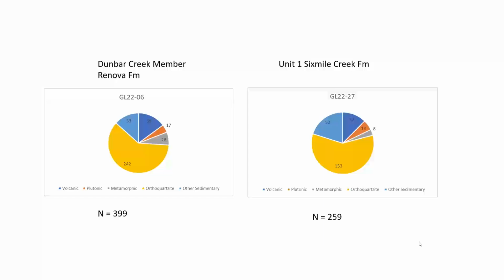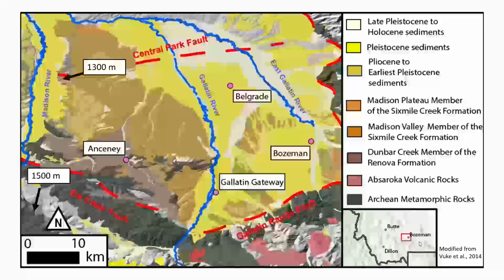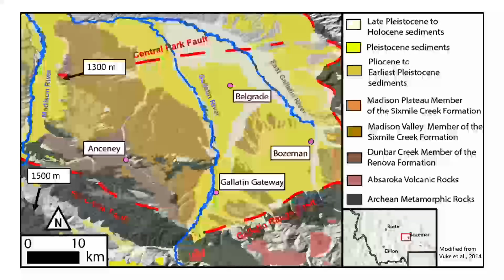And so I did clast counts in the Renova Formation, the Dunbar Creek member right below. What I'm trying to show with this figure is that, based on the categories of clasts that I used, the percentages are pretty similar. And what I'm trying to say is that perhaps you have Renova Formation being recycled into the underlying Sixmile Creek Formation, or into the basal Sixmile Creek Formation.